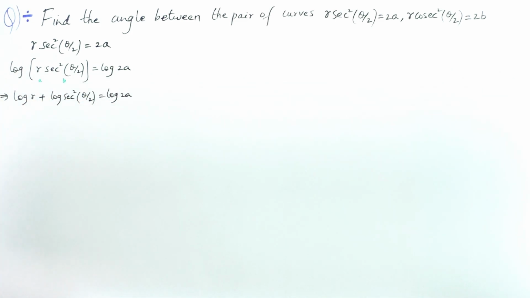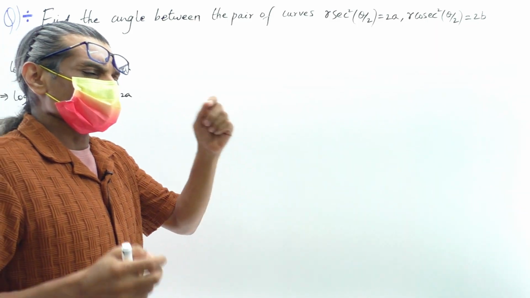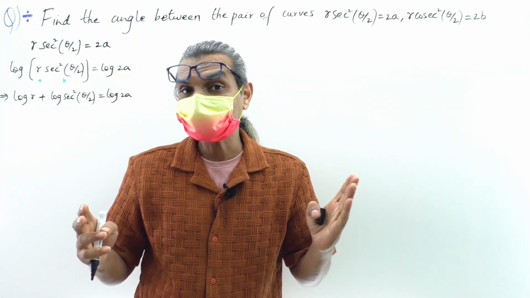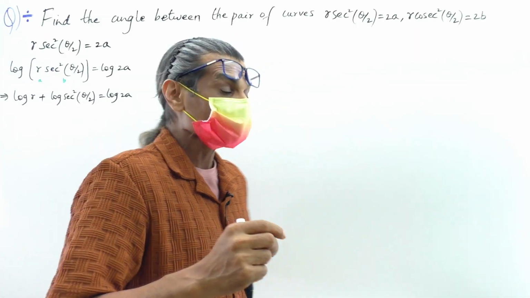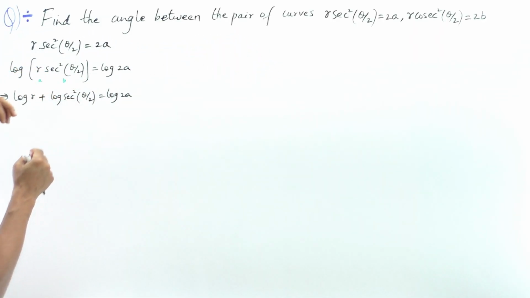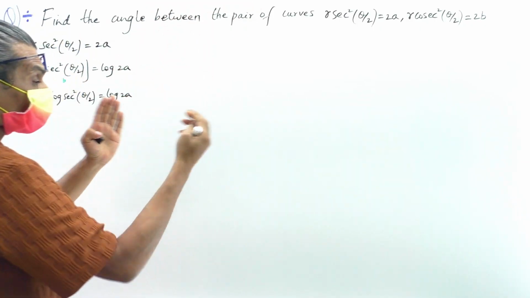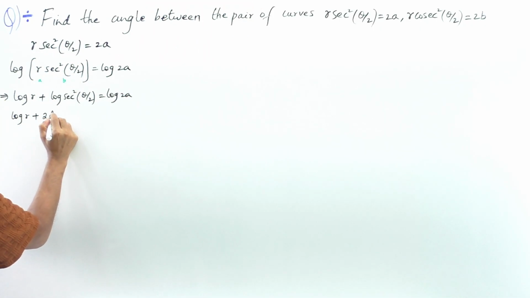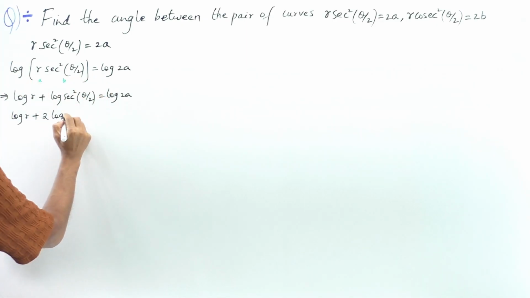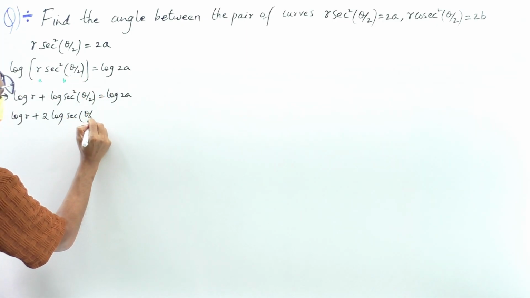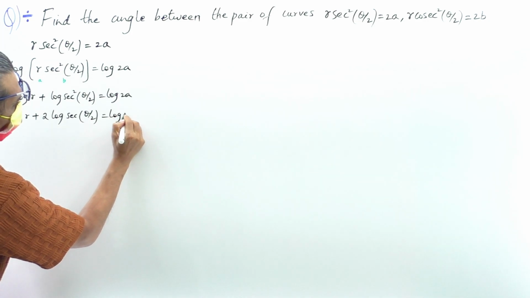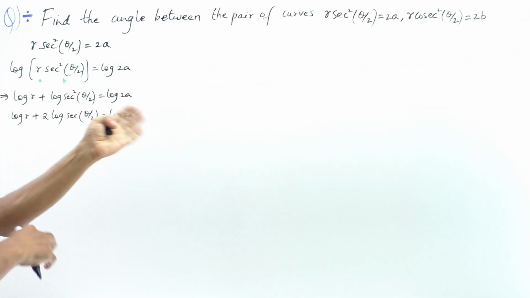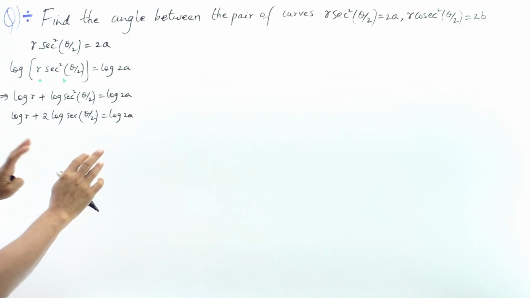Again, now there is a square here. Again recall, there is one more very powerful property of logarithm. Log of a raised to k is what? k log a. Getting it? Because there should be no power here, secant square. So again we will write log of r plus 2 log secant theta over 2 is equal to log 2a. Now everything is perfect, it's on the plane surface, that is plus, no powers, no multiplication there.